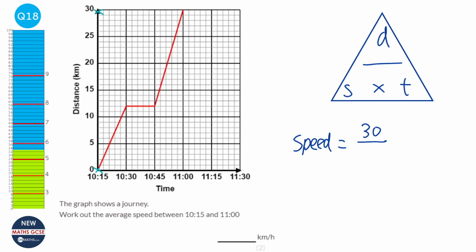So that'll be 45 minutes, or, well, we should do it in hours, because the units we want are in hours. So it would be 0.75. So 30 divided by 3/4 would be 40. So it's going to be 40 kilometers per hour.